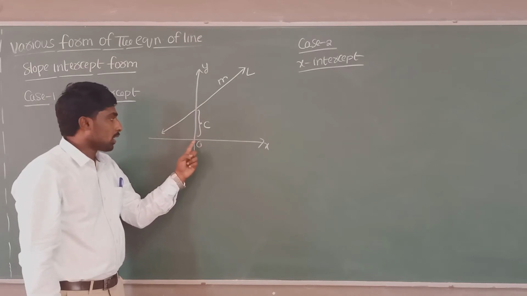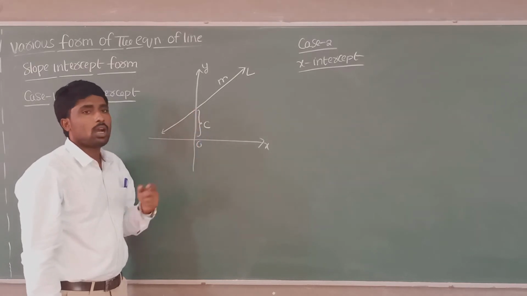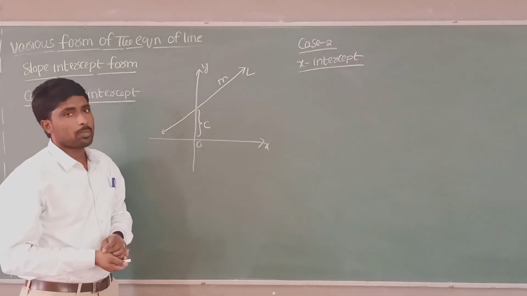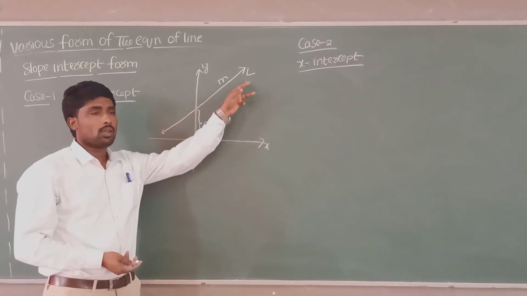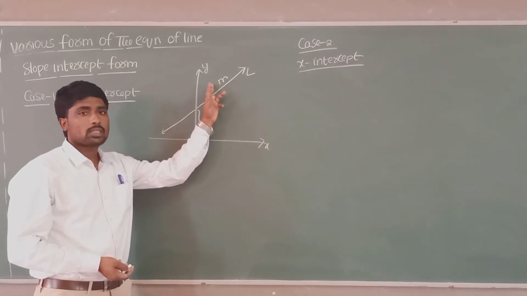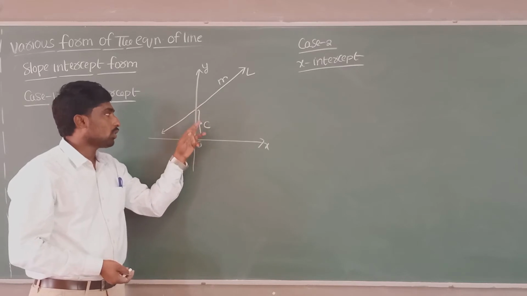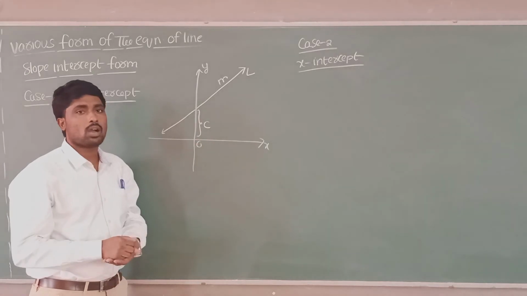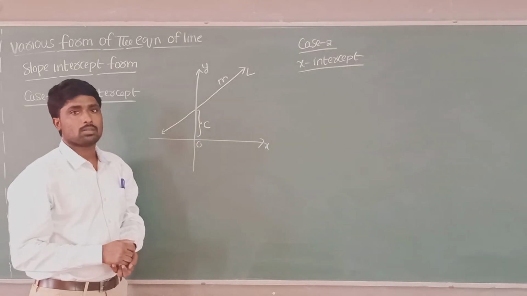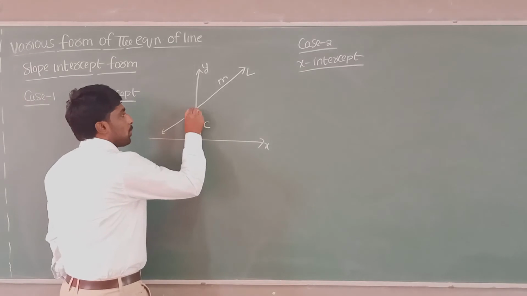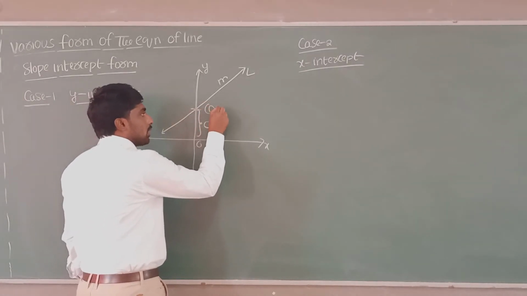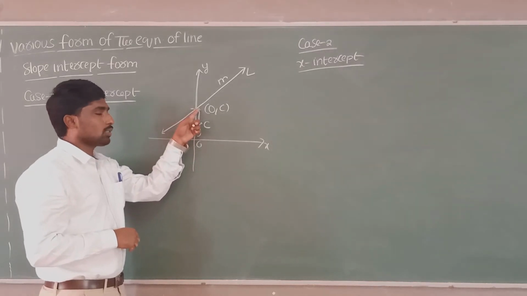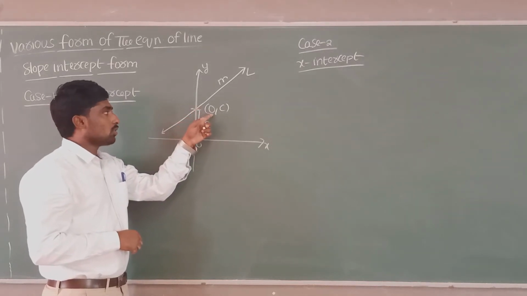So now this distance from here to here is called the y intercept. Okay, all of you understand? Once again I am repeating: if a line L with slope m cuts the y axis at a distance c units from the origin, then this distance c is called the y intercept of the line. So this point will be 0 comma c. Guys, all of you observe here. From here to here the distance is c, so this point is 0, c.